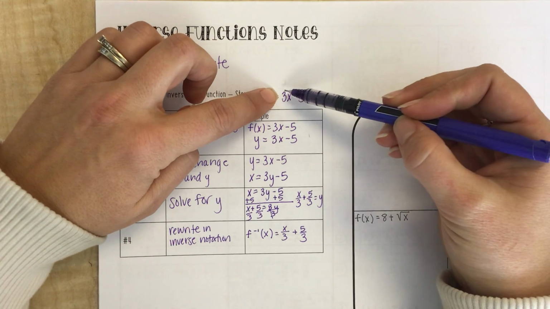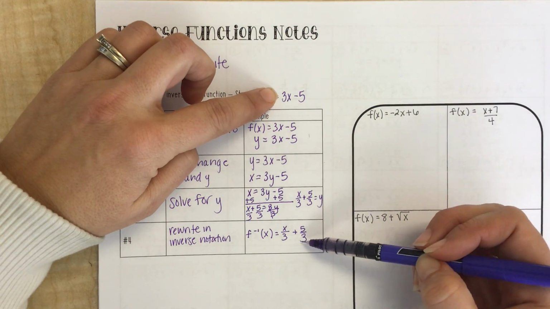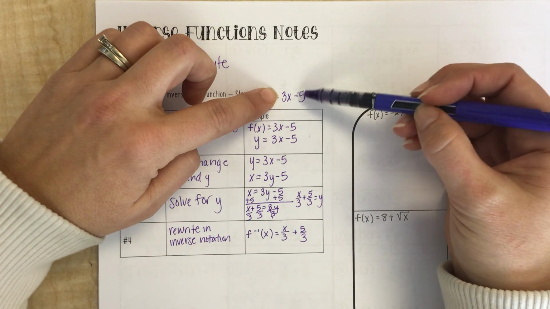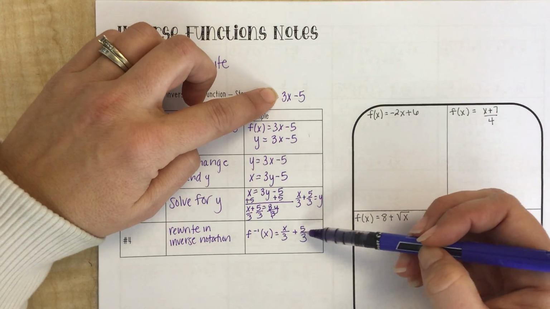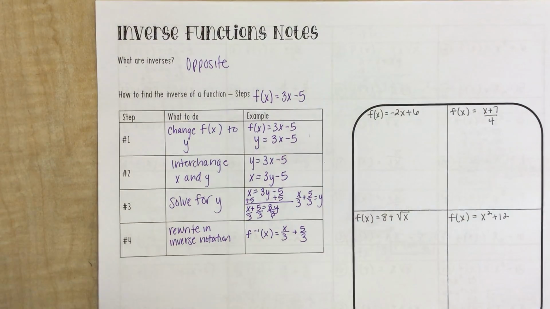Now look, in the original, we multiplied by 3. Look down here, we're dividing by 3. Then up here, we subtracted 5, and notice now we're adding 5. So it's kind of like the opposites. That's why it's called inverses, because it's the opposite there.